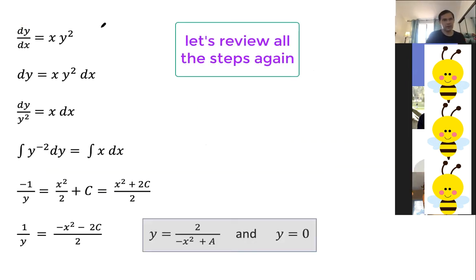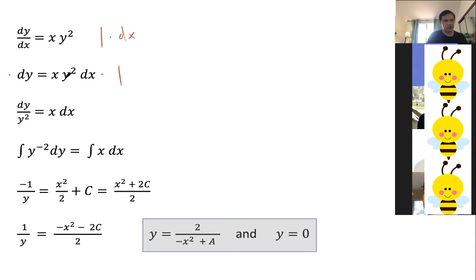So what we did was we multiplied both sides of this by dx. That will give me dy equals this dx. Okay, and now what I want to do is I don't want to see the y squared. So I'm going to divide both sides of this equation by y squared. That will give me this equals that.